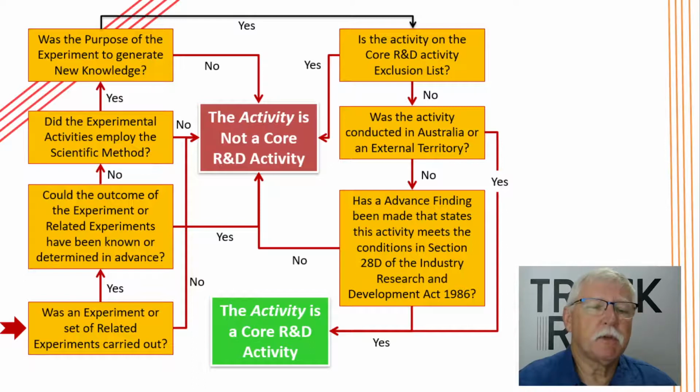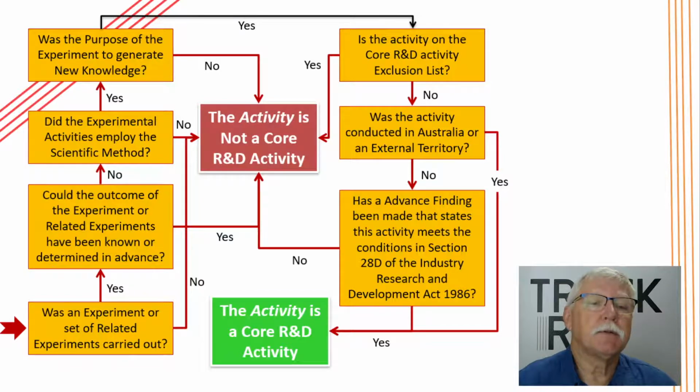So having determined that a set of experiments is being undertaken, the next box asks the question, could the outcome of this experiment or related experiments have been known in advance? In other words, someone skilled in the art is not able to just look at a problem and solve it from existing knowledge. That is, experiments or testing needs to be undertaken to determine an outcome.